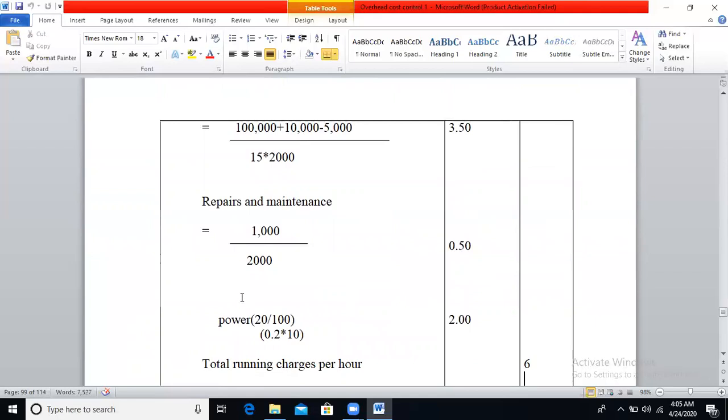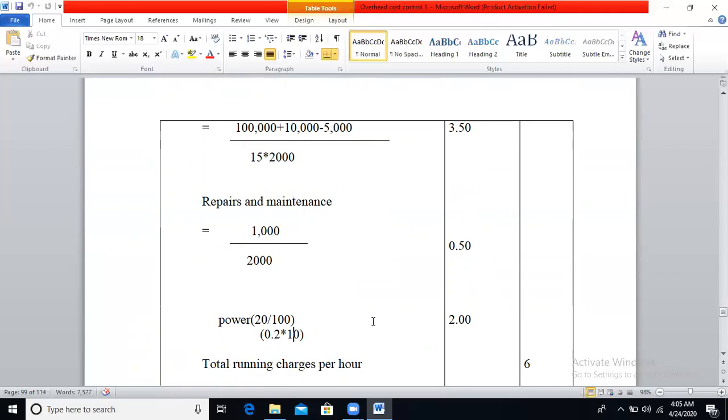Like that, repairs and maintenance. Here, repairs and maintenance will not be given for estimated life. Here, we have to calculate for per year. So 1000 is the repairs value divided by yearly working hours, 2000. So you will get 0.50.